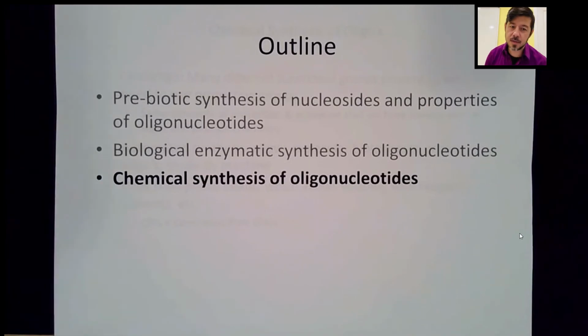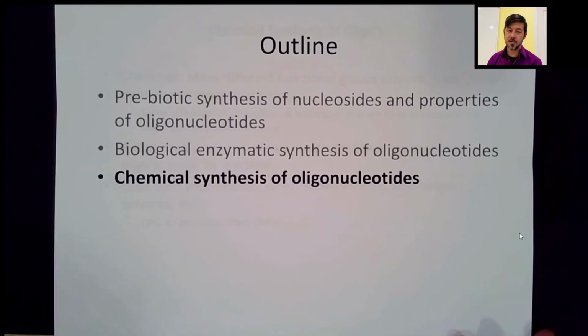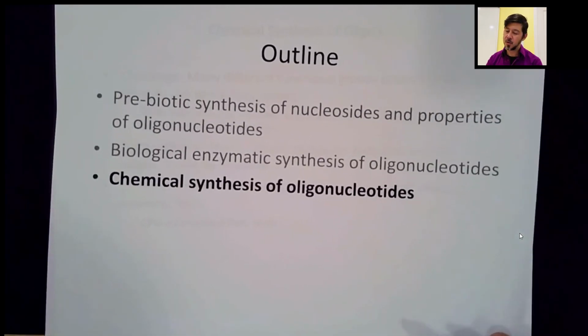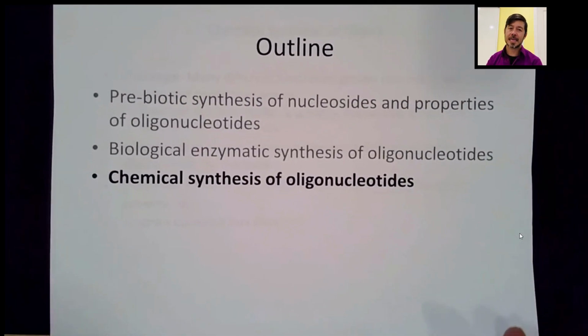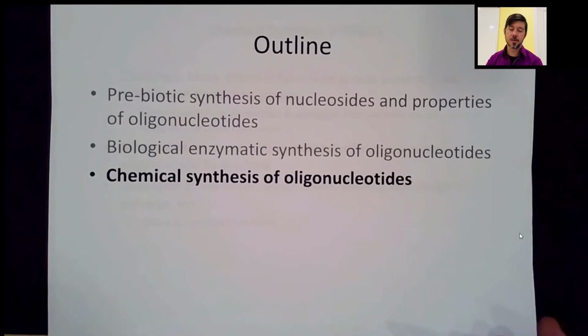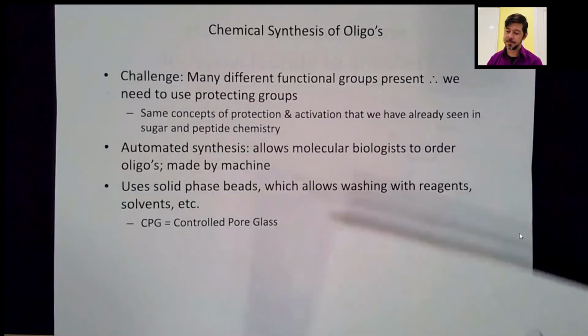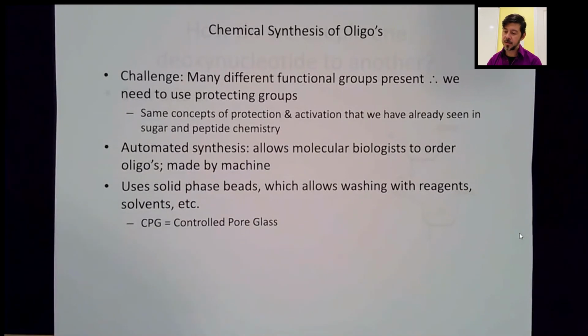As you can imagine, this is going to be a little more intensive compared to biological synthesis, because if you compare what we learned with peptides and proteins, the chemical synthesis of peptides, we had to use protecting group strategies so we could orient the right nucleophile and electrophile. So we're going to have to apply the same mindset when we're synthesizing oligonucleotides chemically. All right, so chemical synthesis of oligos.